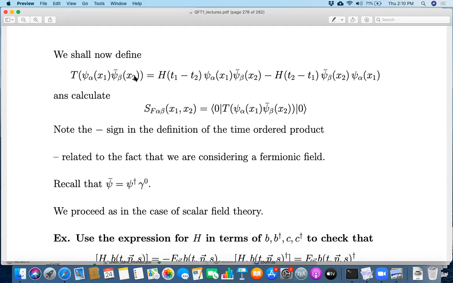Notice that for most purposes we are going to use psi bar. Psi bar, let me remind you, is just psi dagger gamma 0. I could have also used psi dagger, but psi bar is a more convenient thing to use. So we'll always be using psi bar. But once you have it for psi bar, you can of course multiply the whole thing by gamma 0 and get back the expression for psi alpha of x1, psi dagger beta of x2.